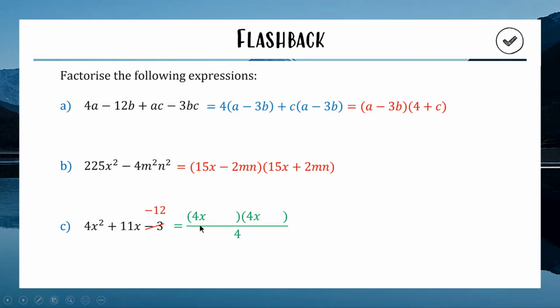Now to fill in the brackets, we need two numbers that are going to add to give 11, which multiply to make minus 12. So the numbers that are going to work for this one are going to be plus 12 and minus 1. So we'll fill them in. Now in the front bracket, 4x plus 12, we have a common factor of 4 that we can pull out the front to have 4 outside of x plus 3. The two 4s are going to cancel out and leave us with x plus 3, 4x minus 1. Awesome work if you got these three by yourself before I ruin it for you.